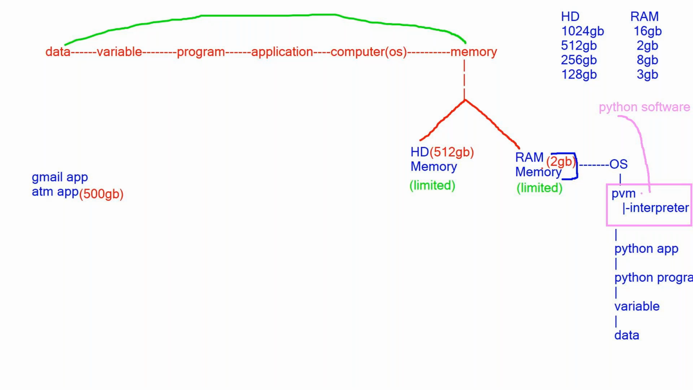So RAM memory is doing a very precious activity, running the applications. That's where it is very costly. It is doing a very important activity. Storing an application permanently is not a great task. Running an application is a great task.